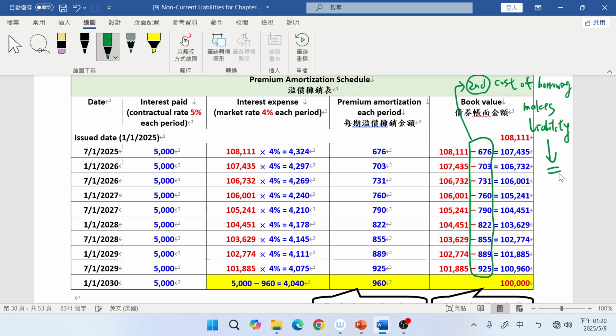Actually, I want to tell you this concept again. Why? Because later when we talk about new contents, how to get the answers for new contents, don't forget, what's the effect of the second cost of borrowing? Your second cost of borrowing will affect your liabilities for each period.